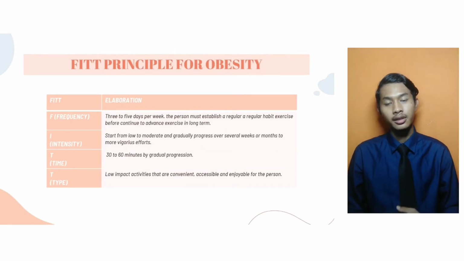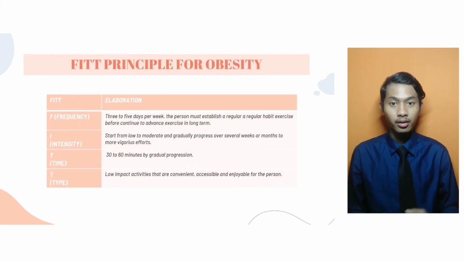Second is intensity. Intensity is about how hard you should do the exercise. Most people tend to do the highest intensity that they can because they want to know their limit, but it is not good for them. Moreover, if it is obese people. For people that have obesity, they must start from low to moderate intensity. In a certain time, they can gradually progress over several weeks or months to more advanced exercise.